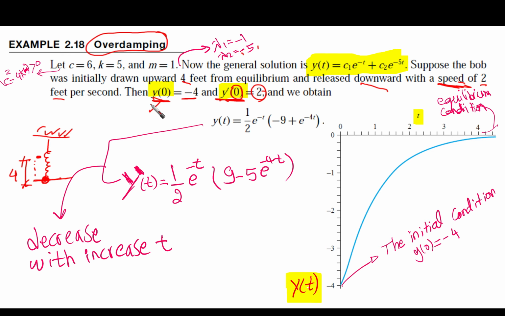So based on this initial value problem, we can solve and obtain our general solution to be y of t equals, please check this by yourself also, because I'm sure that you can do it very well, half e to minus t times minus 9 plus e to minus 4t. Okay, and let's have the first derivative of this. It is y prime of t equals half e to minus t times 9 minus 5e to minus 4t.